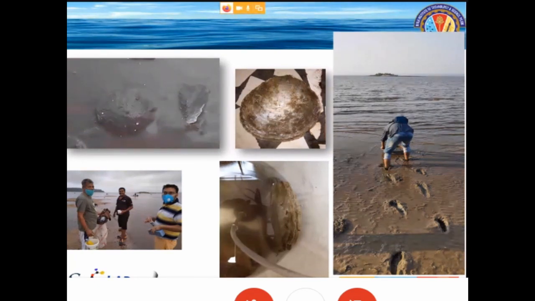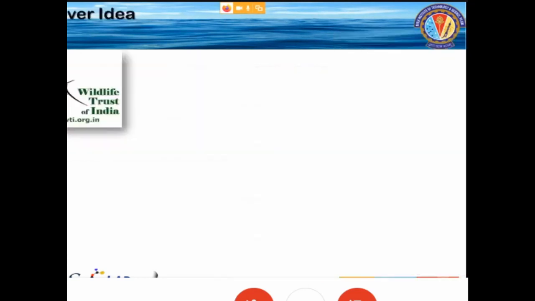Now, just conservation by guarding the breeding sites or by helping them in growing the river won't really help, because the situation is very grim. So what we did was, we had a clever idea. And behind this clever idea, I had a lot of help from my mentor, Dr. Anil Chatterjee, who is a retired marine biologist. I will introduce him more in the later stages of my talk.